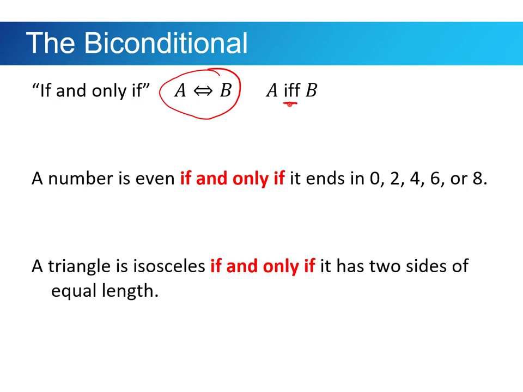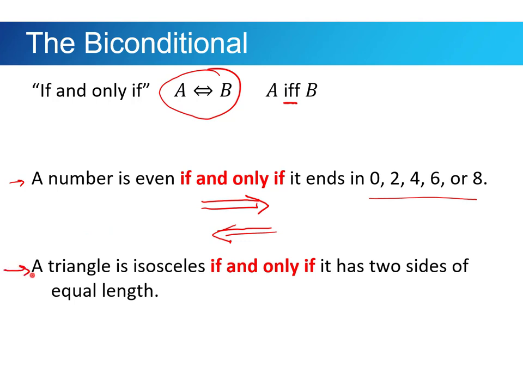Here are a couple examples of if and only if statements. A number is even if and only if it ends in 0, 2, 4, 6, or 8. Let's see if that's really true in both directions. If a number is even, then it ends in 0, 2, 4, 6, or 8. Well, that's true. That's what we know about even numbers. How about the other direction? What if I start off with a number that ends in 0, 2, 4, 6, or 8? Then the number must be even. So it's true in both directions.